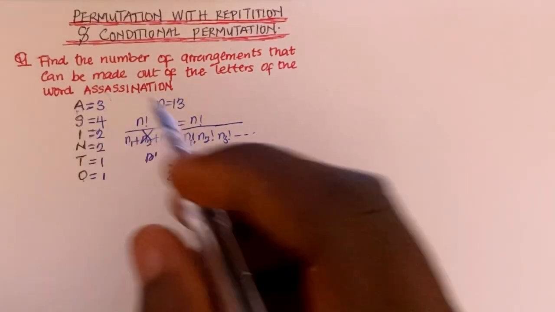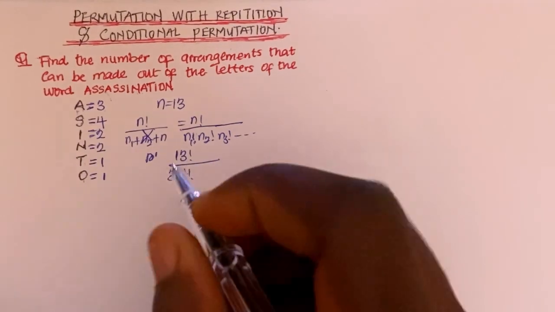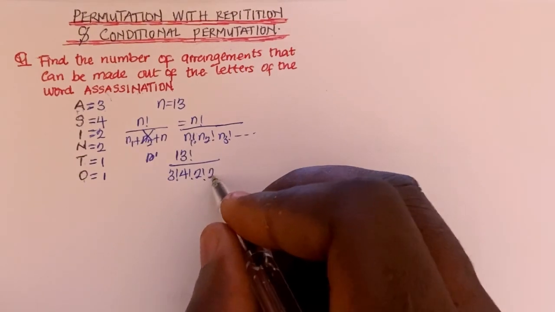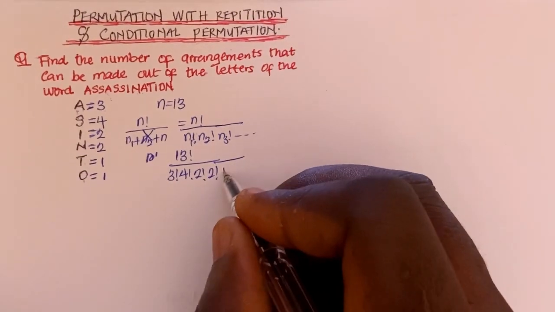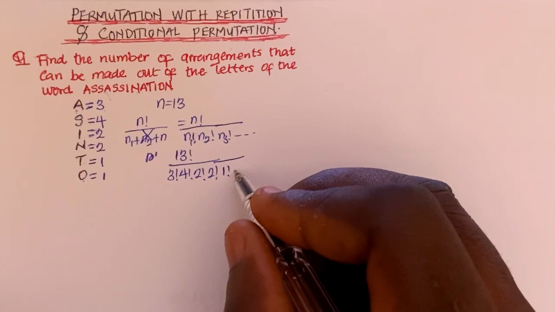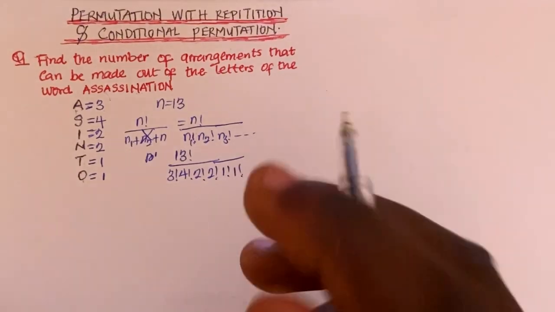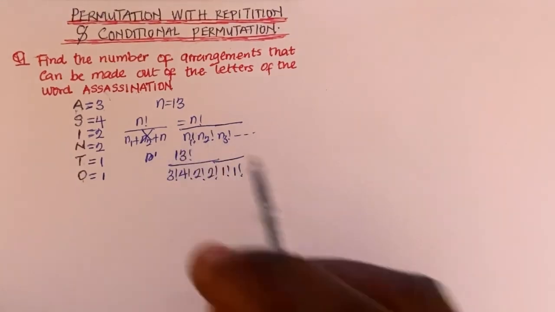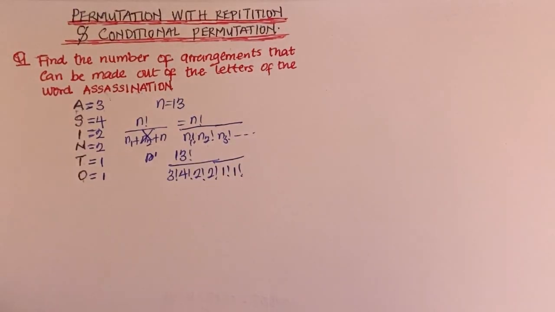Then how many S? That's 4 factorial. Then how many I? That's 2 factorial. How many N? It will be 2 factorial. Then how many T? 1 factorial. How many O? 1 factorial. That's how it's going to be. Your n1, n2, n3, where the n represents the number of the repeated letters.